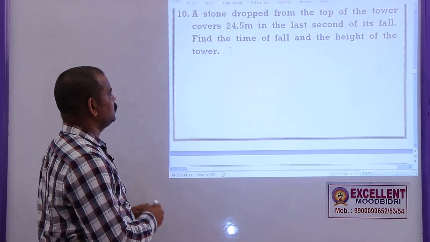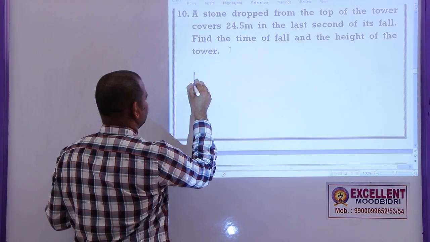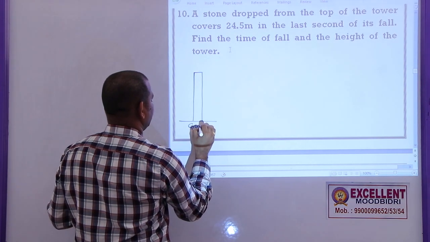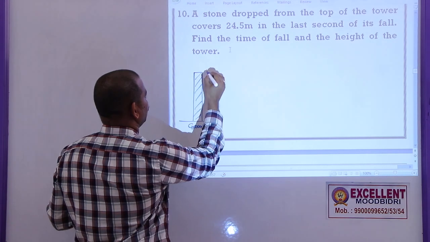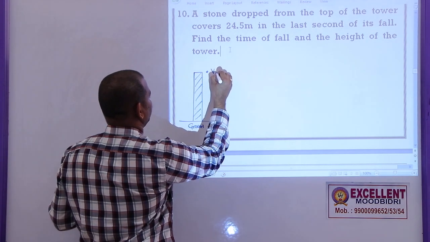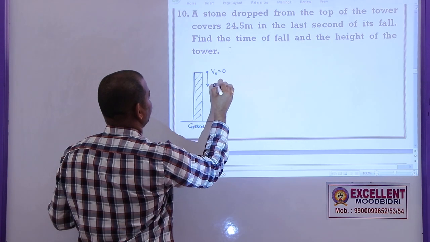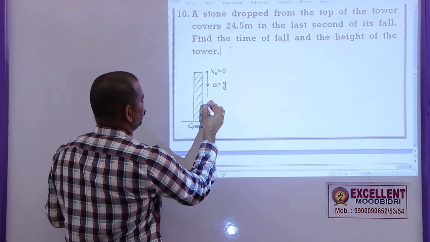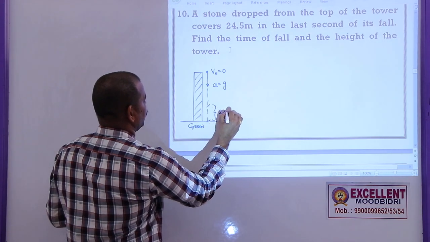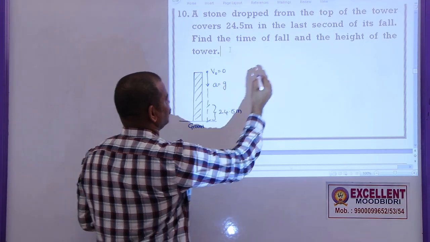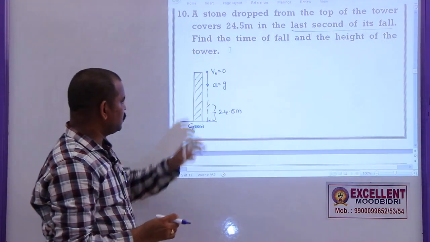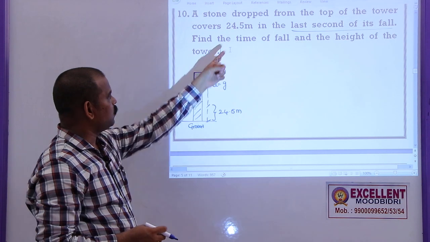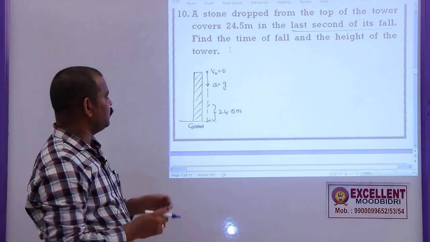Problem number 10. A stone is dropped from the top of a tower. This is ground level. This is the tower. A stone is dropped here. Dropped means initial velocity is always 0. It is falling freely. A is equal to plus g. Now, it covered 24.5 meters in its last second of its fall. That means it took some seconds, 1 second, 2 seconds like that. In the last second, it covered 24.5 meters. So, what is the time of fall and what is the height of the tower?